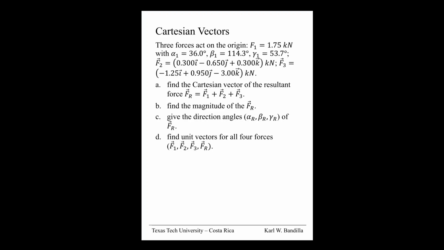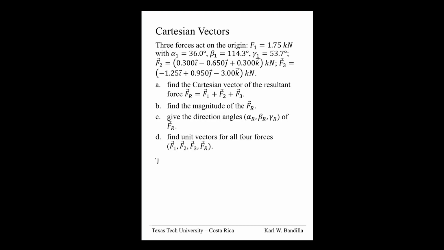Here we have a problem that involves Cartesian vectors. We're given three forces that act on the origin. F1 is given to us as a magnitude, and then we see the three angles, and then F2 and F3 are given to us as Cartesian vectors. The first step in part A is to find the Cartesian vector of the resultant force Fr. To do that, we'll first have to find the Cartesian vector for F1 so we can add them together easily. So let's start that.